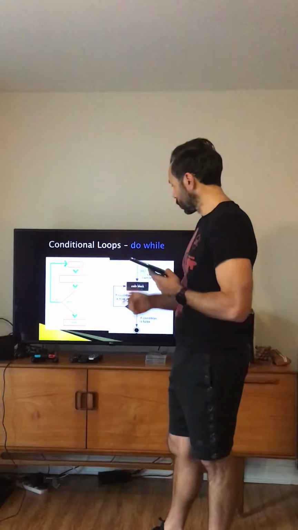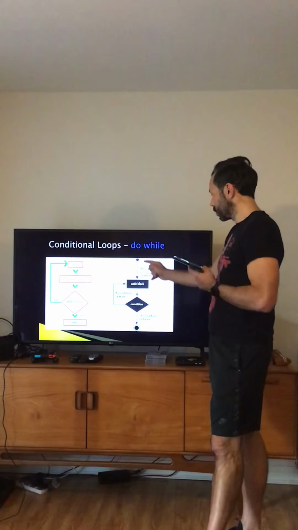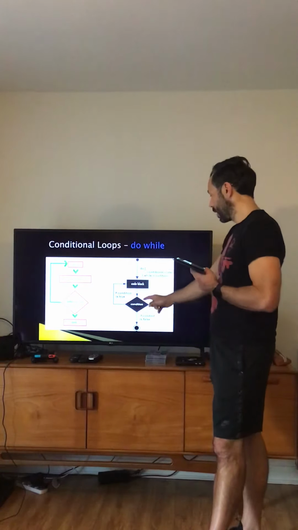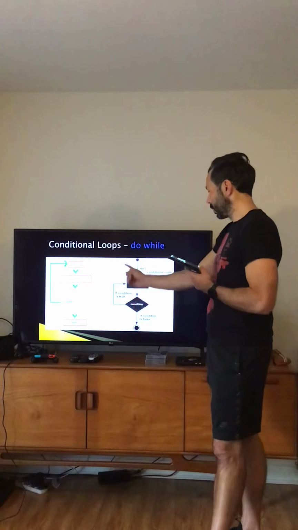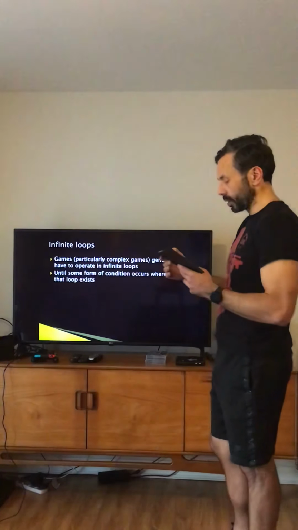Okay, here's another representation. So that's what the code looks like. Do, you go in there, the code block. If the condition is equal to true, it'll go around it again, and if eventually that condition becomes equal to false, it'll exit.